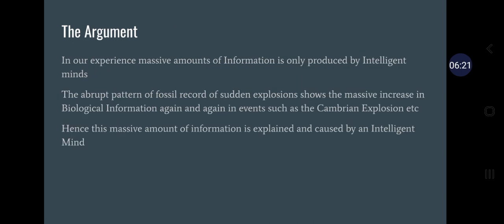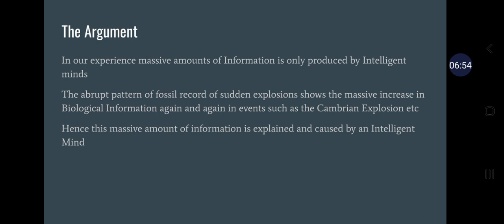Now, here's the argument, and it's really quite a simple argument. In our collective experience, massive amounts of information are only produced by intelligent minds, right? In any case, when a programmer is writing computer code, when an architect is designing a building, when a creative writer is writing an essay, massive amounts of information are only produced by intelligent minds.